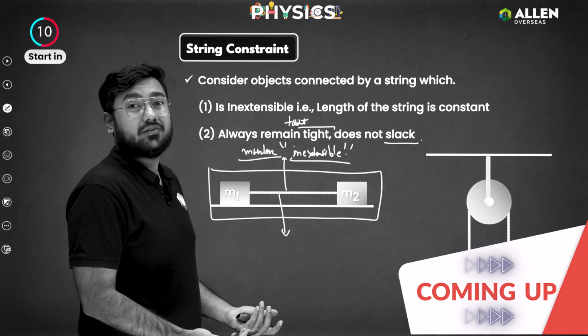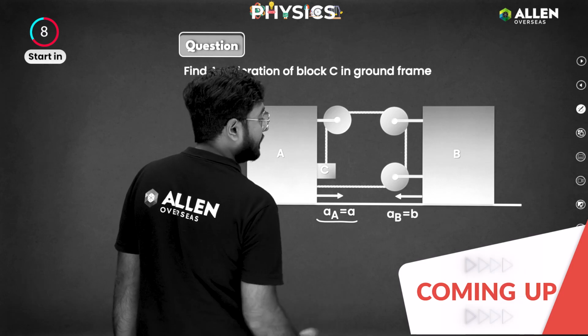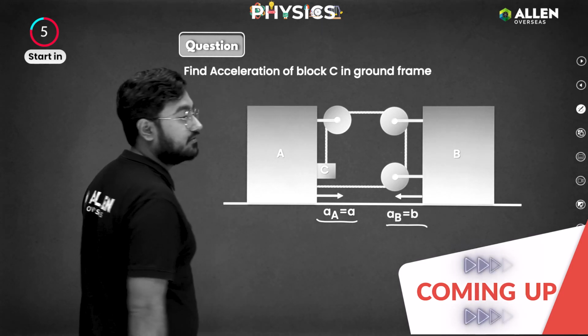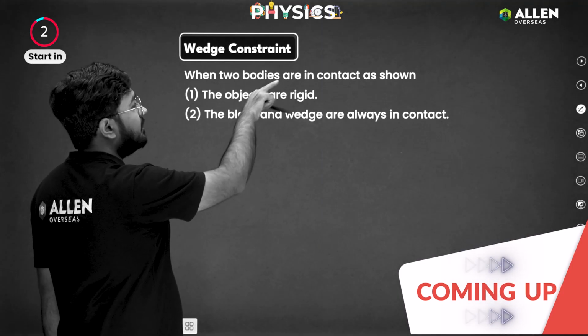How can we use this thing to our advantage? A is moving like this with acceleration A, B is moving like this with acceleration B. If two bodies are connected as shown.